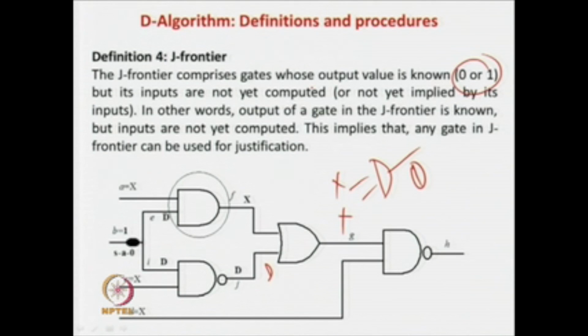In the last class also we have seen some example, like some fault effect, in this case say the fault effect may be some d over here, and we do not know the rest. This example we already discussed in the last class. You know that this d will be propagated from here to here, and as we are discussing, the input is not known. So, you can consider this as the j frontier.